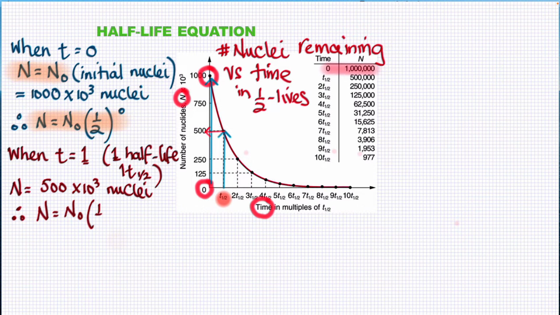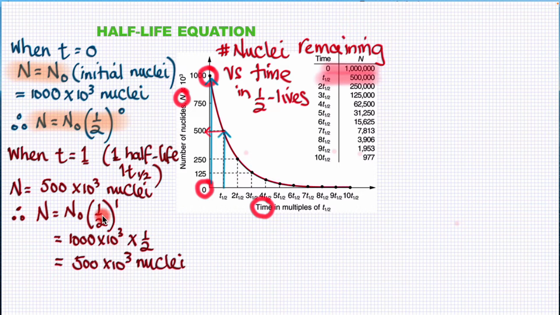And therefore we can write our relationship as n equals n naught, a half to the power of 1, representing the first half-life. So this is the initial time of half-life, which is 0, and this is the first half-life, and we have 500 by 10 to the 3 nuclei remaining.